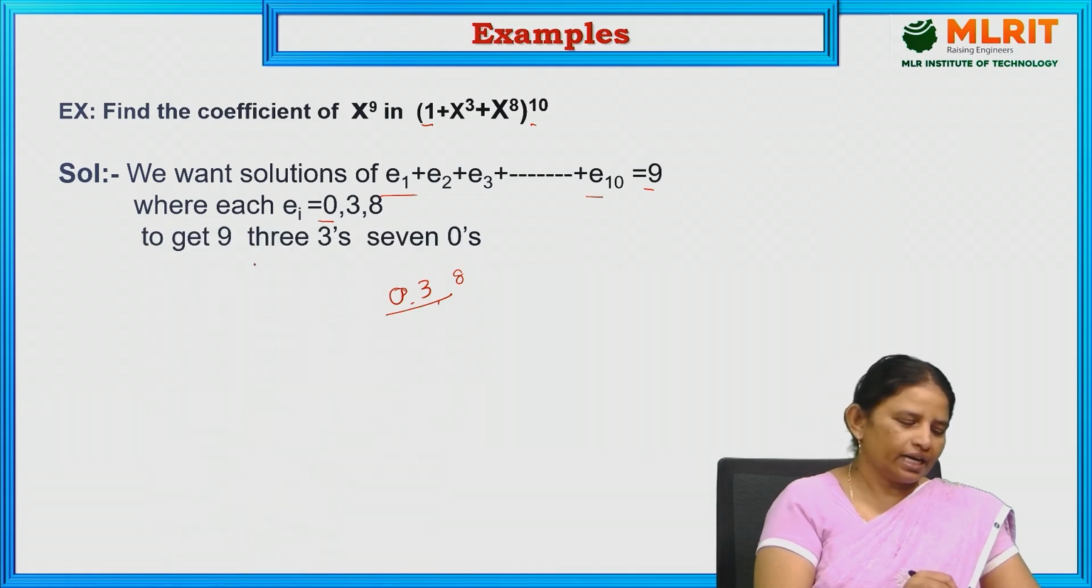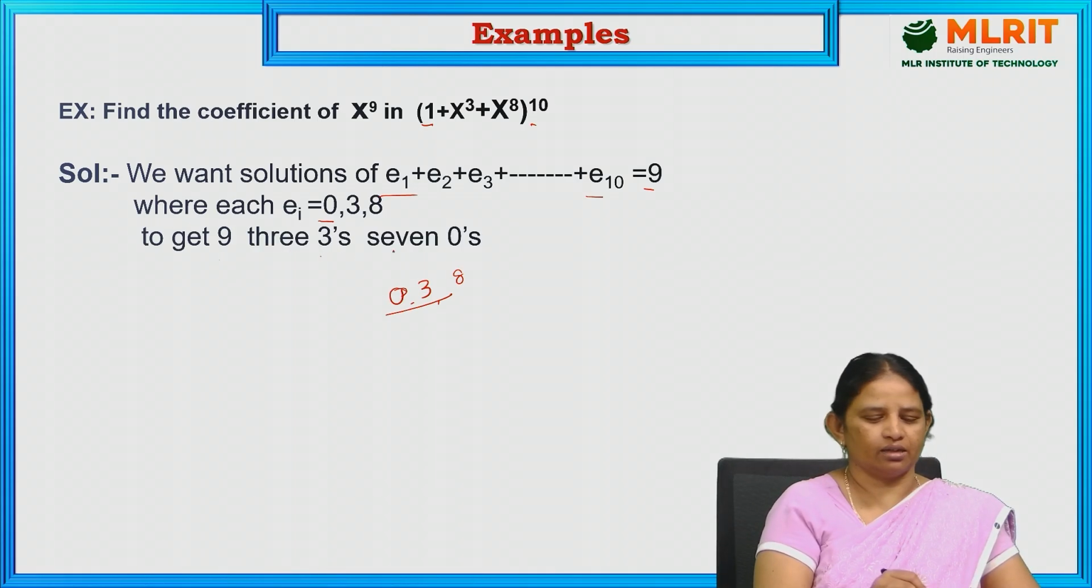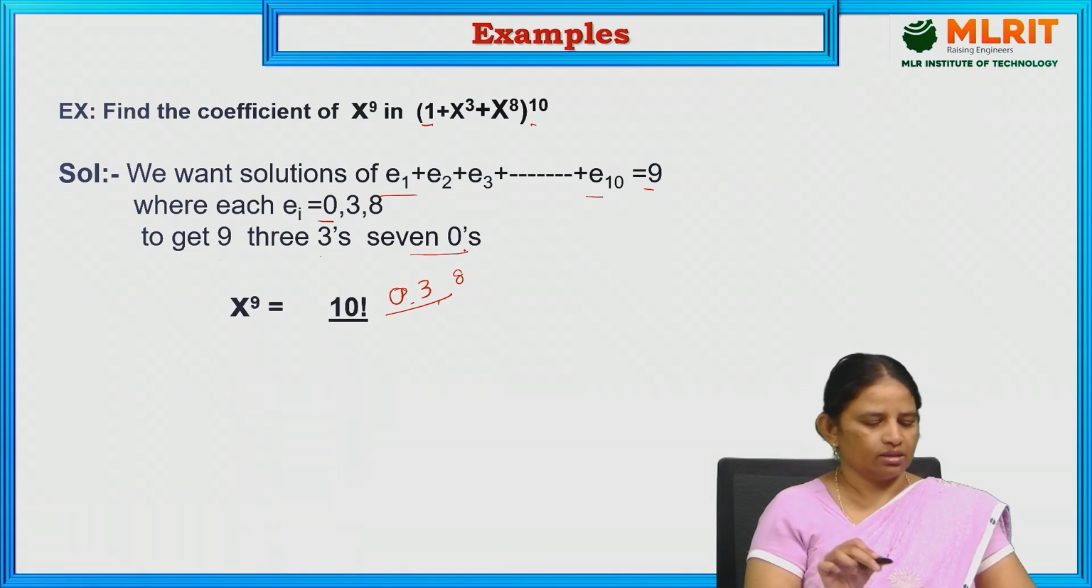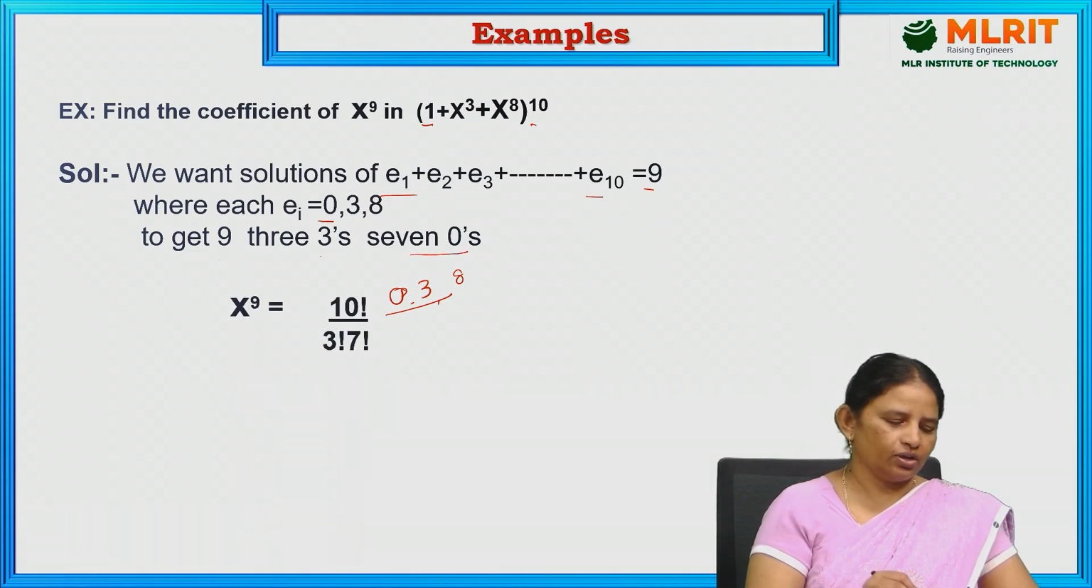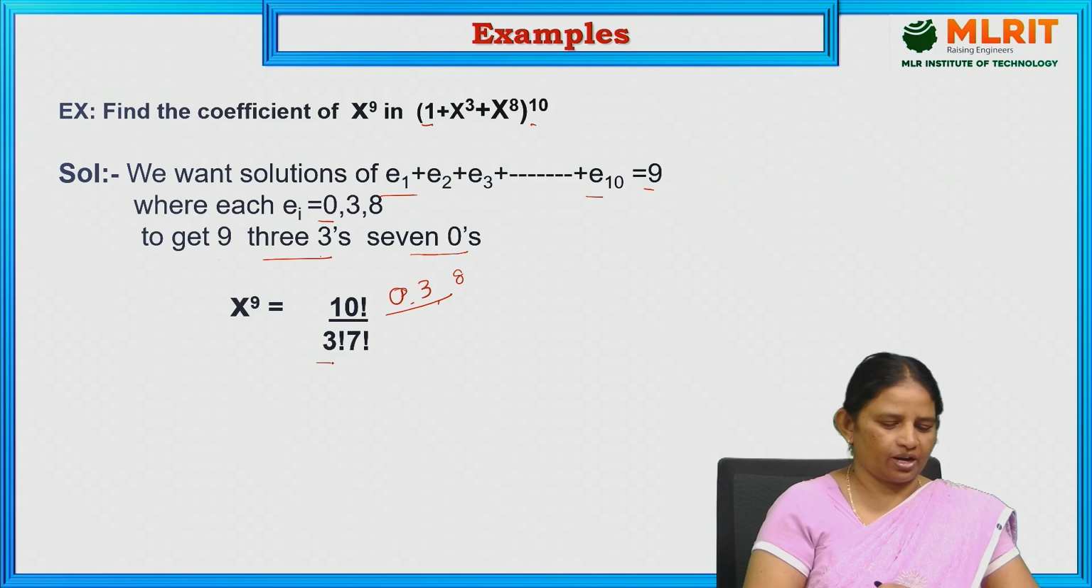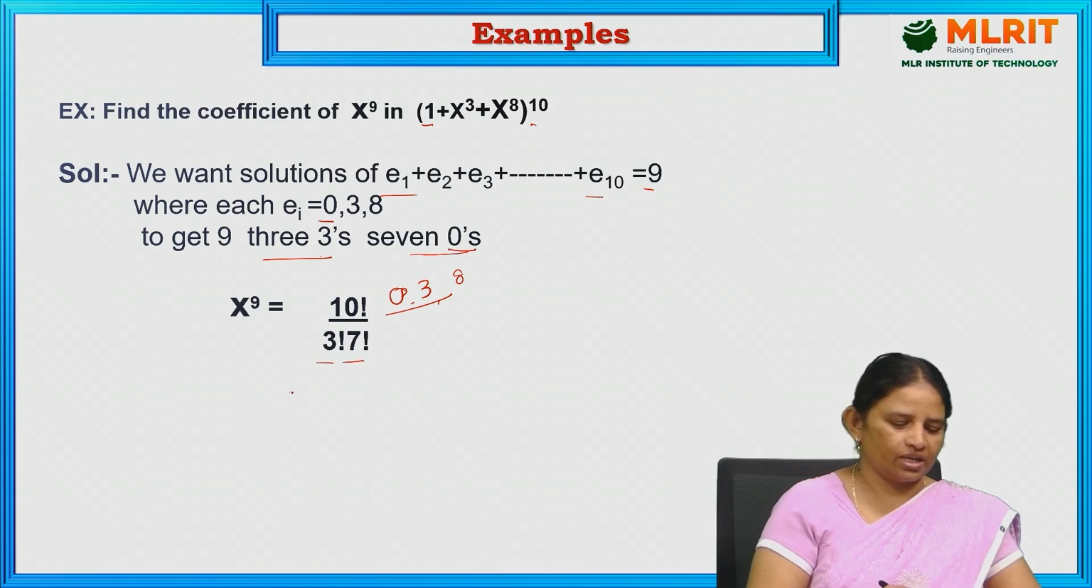So to get 9, 3 times 3 is 9. After that, all the remaining are zeros only. Then the coefficient of x to the power of 9 is 10 factorial divided by the factorials. How many times can we use 3? 3 times. How many times can we use 0? 7 times. So 10 factorial by 3 factorial, 7 factorial.